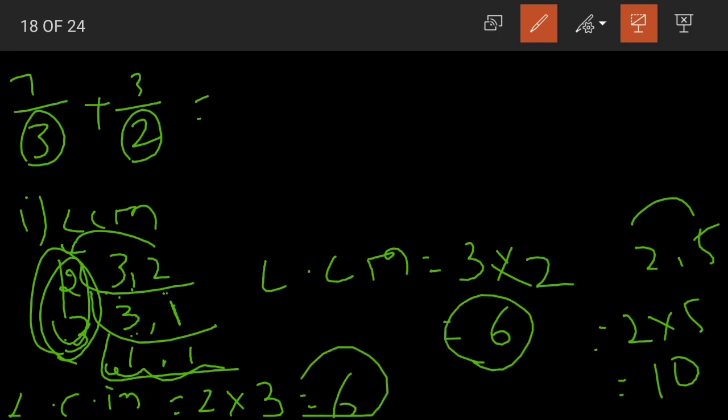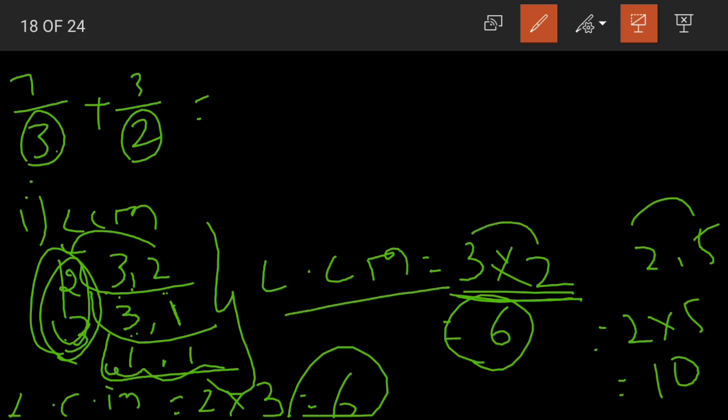The same, right? Instead of performing such a big calculation, we can simply use this rule, which is applicable only when the denominators are prime numbers. Clear students? When the denominators are prime numbers, their LCM becomes the product. 3 into 2 is equals to 6. 7 by 3 plus 3 by 2. Now we got the LCM as 6, right?